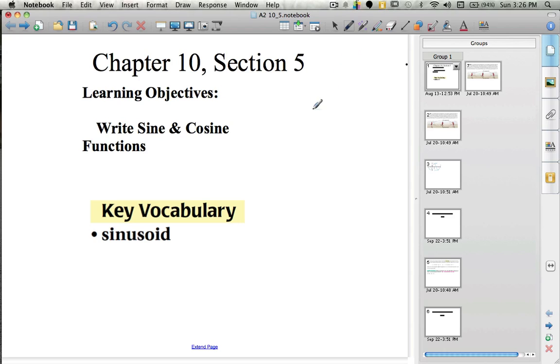So this section is a pretty quick section. We're just working on how do we write sine and cosine functions. It's going to be similar to things we've done in the past in terms of how you model when you have information about an equation.